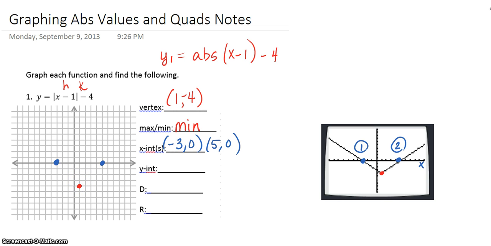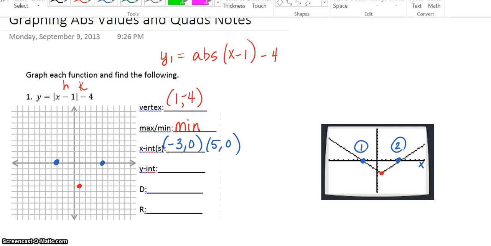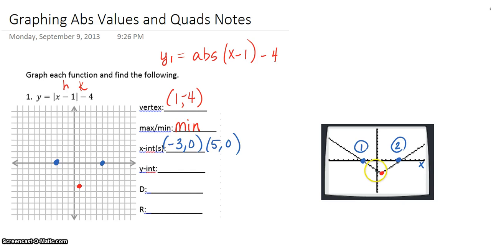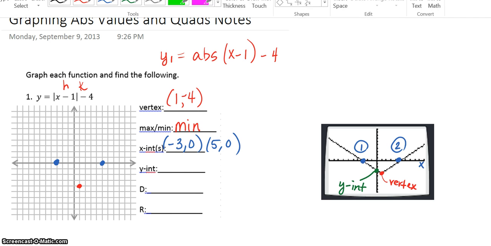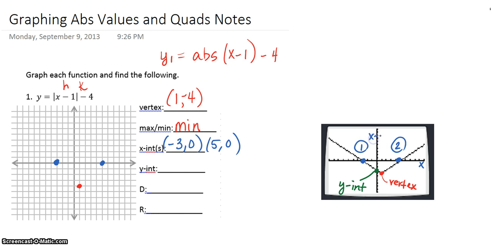Now there's another point very easy to find, and that is the y-intercept. So I'm going to grab a different color here and put the y-intercept. So this here is the y-intercept. The red, that was the vertex. And the blue are the x-intercepts.